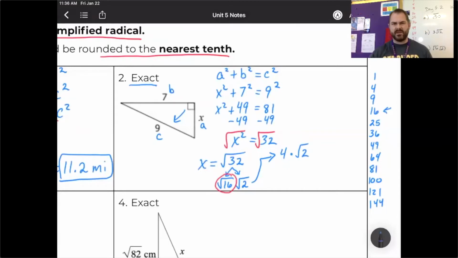And so we kind of make that look neater by getting rid of our dot for multiplication. And so we just write it as 4 square root of 2, or 4 radical 2. That is your answer in simplest radical form. Okay, that's an exact answer.